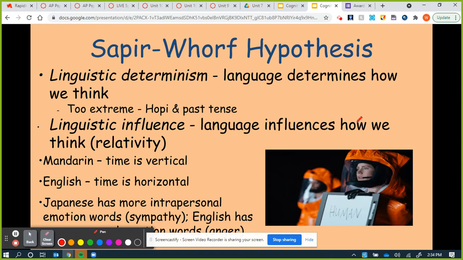For instance, the way that we think about time and talk about time. In Mandarin, they talk about time as being vertical. Okay, meaning a height of time. In English, we talk about time as being horizontal, a length of time. And so when we think about time passing, in English, we think about it as like a straight line going out. In Mandarin, they think of it as something that is going up.